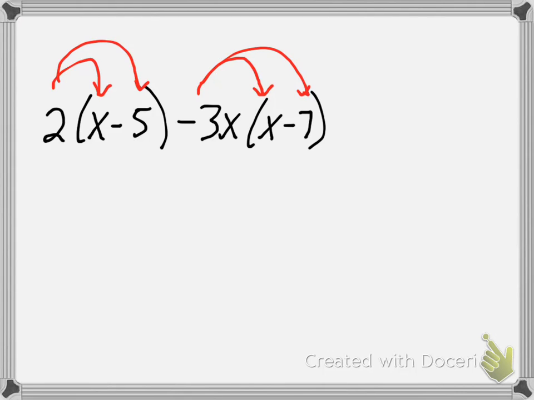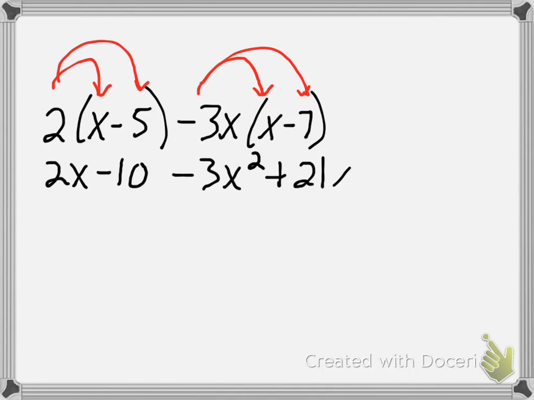So this first part is going to be 2 times x, which is 2x, and then 2 times negative 5, which is negative 10. So that first one is multiplied out. Now remember, if you have a minus in front of what's being distributed, include that as a negative. So that's a negative 3x. We're going to multiply to x, which will give us negative 3x squared. And then negative 3x times negative 7, negative times negative is a positive 21x.